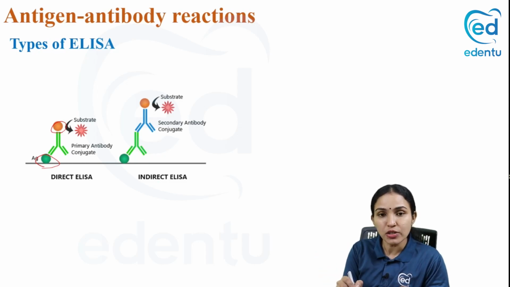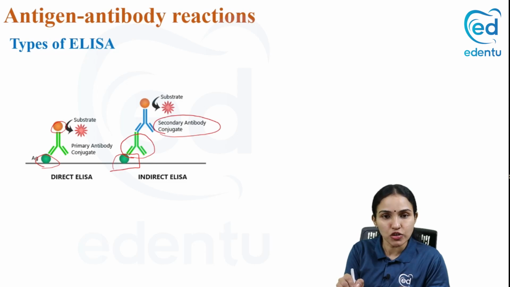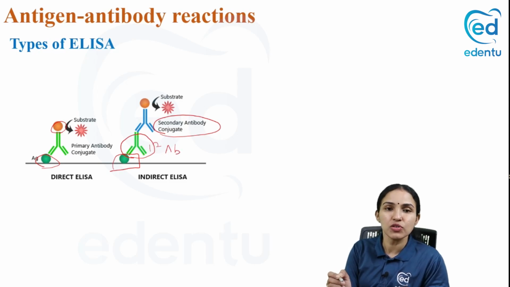In indirect ELISA, you want to find out the presence of antibody. For that, you're coating the well with an antigen already. You add the serum, so the antibody binds to this antigen. You add a secondary antibody conjugated with enzyme and you give a substrate. You get a color. So here there is a primary antibody which is present in the patient's serum and there is the secondary antibody which is conjugated.